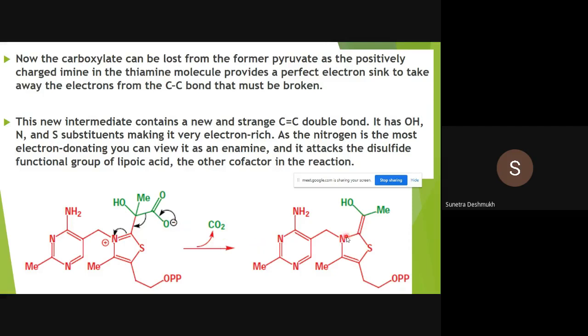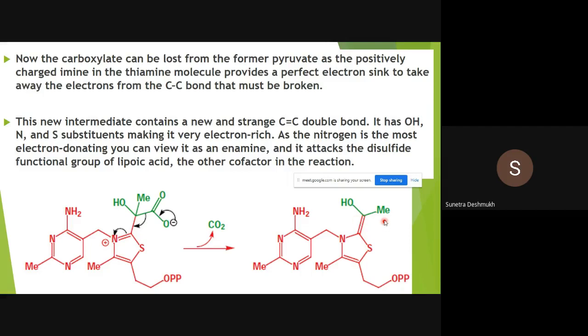That creates this new molecule, and the double bond's electrons are transferred onto this nitrogen. The new intermediate contains a new and strange carbon-carbon double bond. It has hydroxyl, nitrogen, and sulfur substituents, making it very electron rich. This carbon-carbon double bond is now very electron rich, and it has a hydroxyl group, which is also electron donating with a plus I effect.